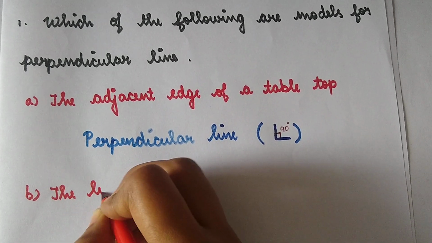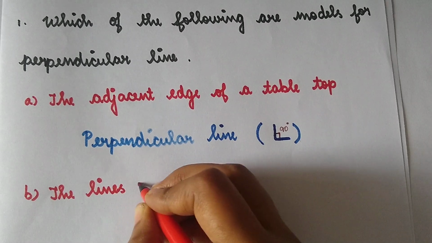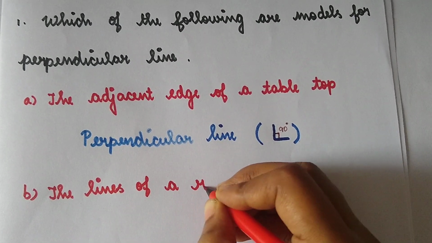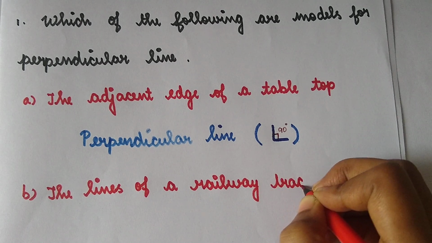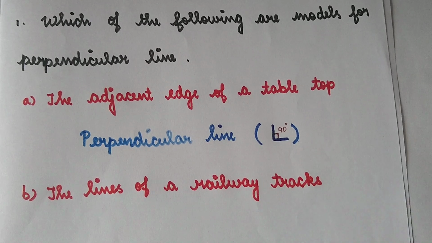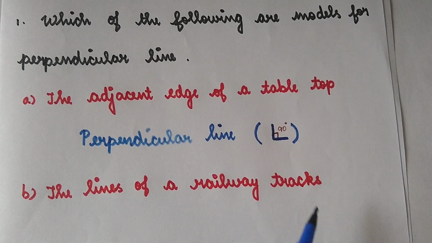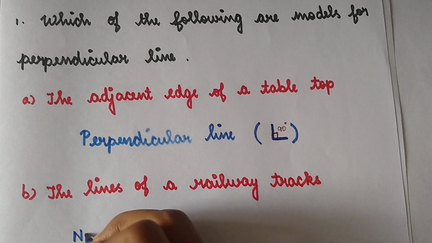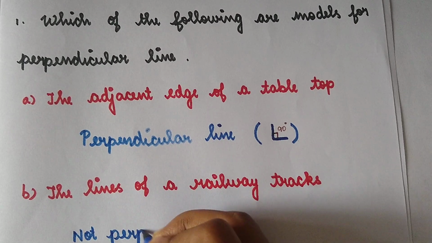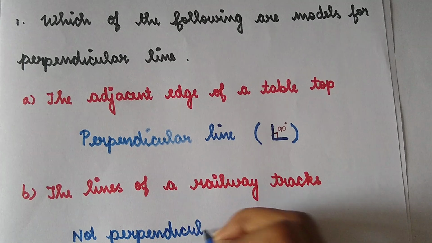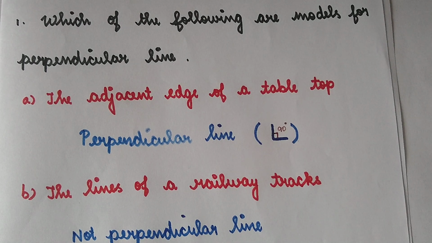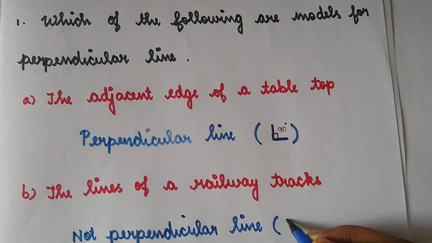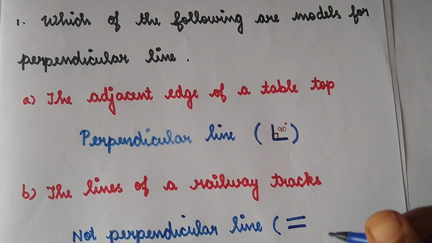Next, the lines of a railway track. It is not a perpendicular line, because the railway track looks like this symbol. So it is a parallel line, not a perpendicular line.